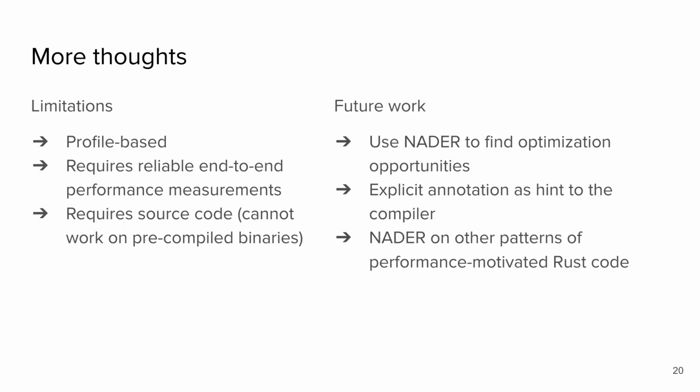In many cases, we find that the bounds checks cost more than they should due to unnecessary compiler limitations. NADER currently works around these limitations by letting developers specify a tolerable overhead threshold, but in the future could be used for targeting expensive bounds checks and finding optimization opportunities through static analysis or other means. We could also extend our insights into an annotation for developers to hint to the compiler that some bounds checks may not be necessary and enable more targeted optimizations. Finally, NADER could also be used on other patterns of performance-motivated Rust code like SIMD instructions or inline assembly.